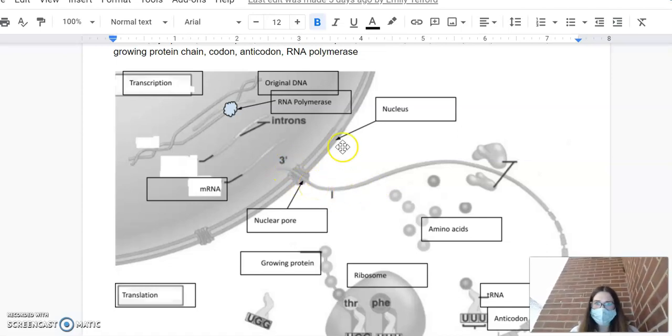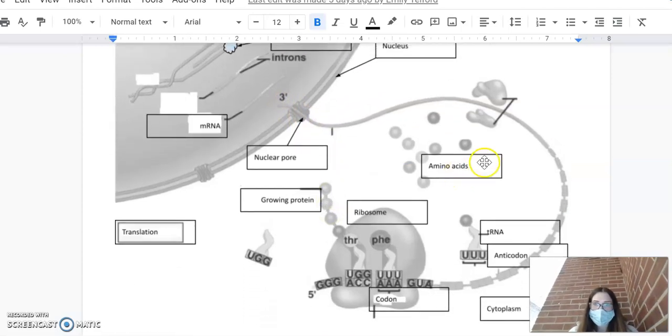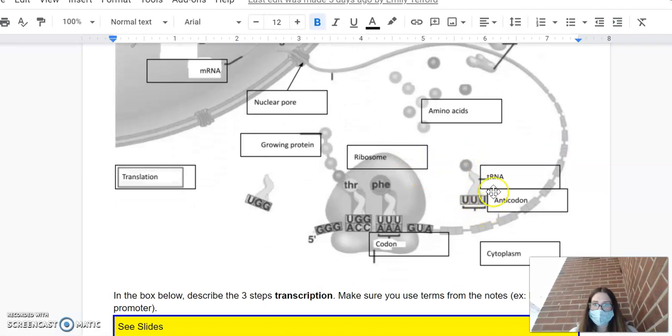And then I labeled this the nucleus right here. This is the nuclear pore, so this is where the mRNA leaves the nucleus and goes out to the cytoplasm. And then I labeled these amino acids. These are just floating around in the cytoplasm, waiting to be paired up with a tRNA. This is our tRNA molecule right here, which means this is the anticodon, these three base pairs on the bottom of the tRNA. That is complementary to the codon on the mRNA. And then here is another little amino acid attached to the tRNA that is specific to this anticodon.